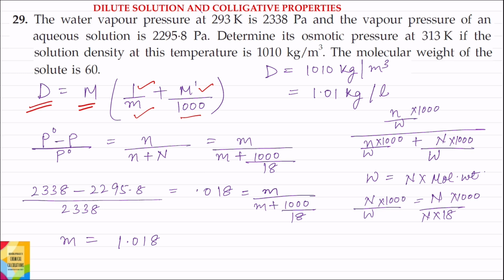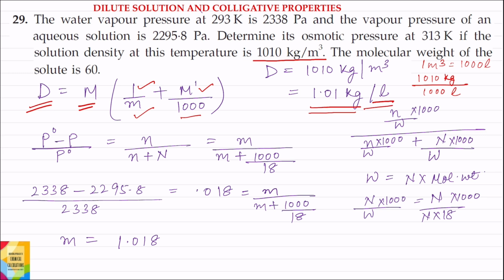Density of solution is equal to 1010 kg per meter cube. So converting this density into kg per liter, it will become 1.01 kg per liter. 1 meter cube is equal to 1000 liter. So 1010 kg per meter cube, that is 1010 kg divided by, now 1 meter cube is 1000 liters. So instead of writing 1 meter cube, we can write 1000 liter. So it becomes 1.01 kg per liter.